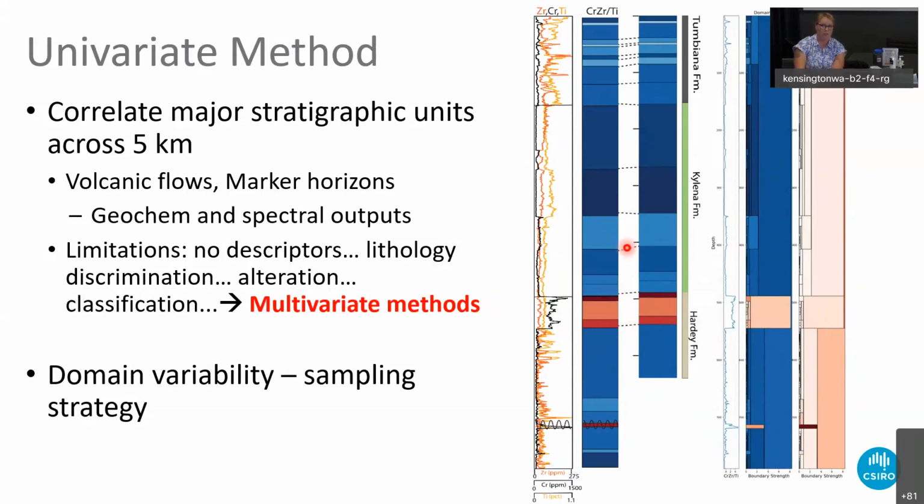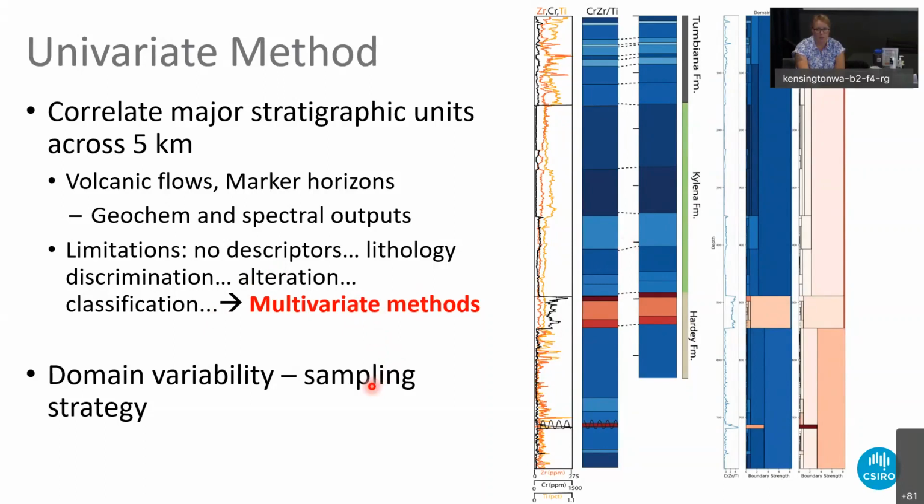But there's limitations. There's really no descriptors on this. You don't really get lithology discrimination. You can say, oh, this has more chromium, zirconium, but nothing about alteration or what type of rock it is or provenance, that sort of thing. So for that, you kind of need to go to multivariate methods.